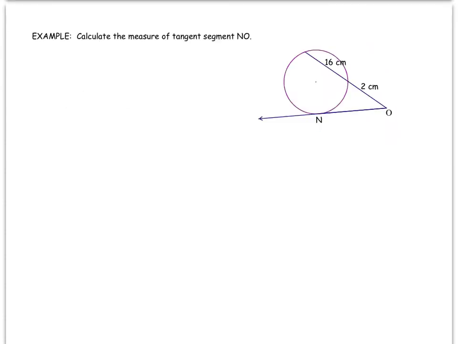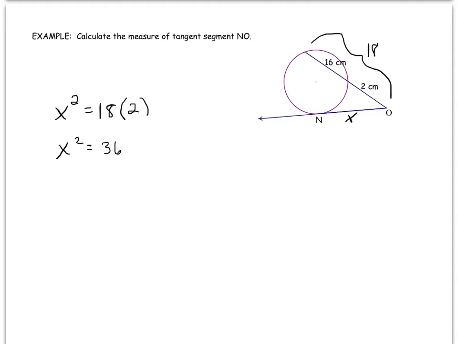The next example problem we want to do deals with our power theorem that involves a tangent segment and the secant segment. So this one says that the tangent segment, let's call that x, that tangent segment squared should equal the secant segment, but we are talking about the whole secant segment, so that would be 18, times just the external part, so that's 2. So x squared is 36.